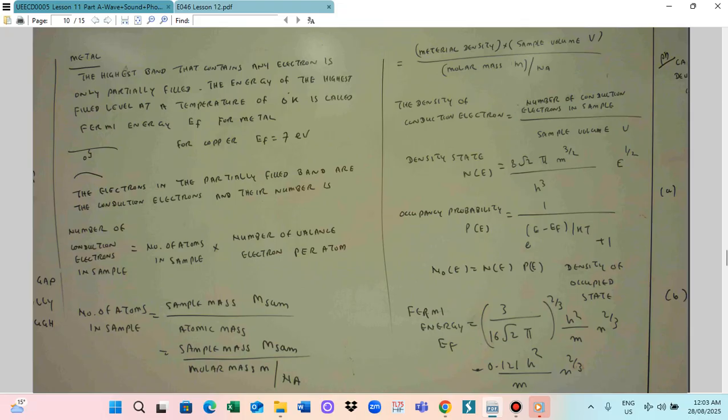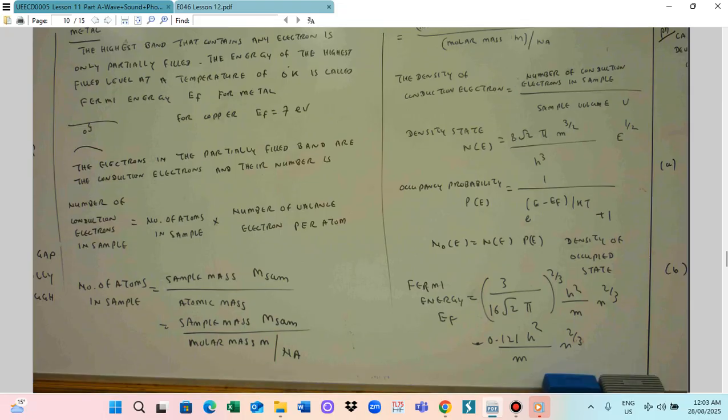In this case, the density of occupied states can also be calculated. No(E) is the density of occupied states, the density of states N(E) multiplied by the probability P(E). The Fermi energy is the minimum energy required to agitate or release the electron. The Fermi energy formula involves 3 divided by 16 root 2 pi, to the power 2 by 3, with h squared divided by m, where m is the mass of the electron and n is the number of particles. Depending on the number of particles, we can calculate the Fermi level energy.